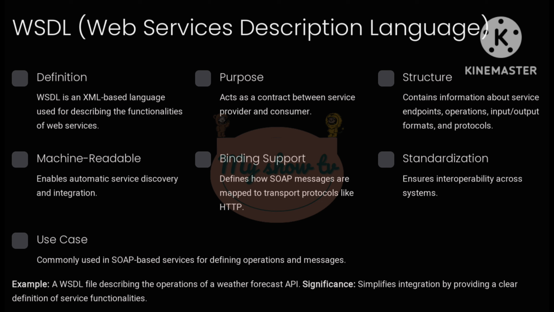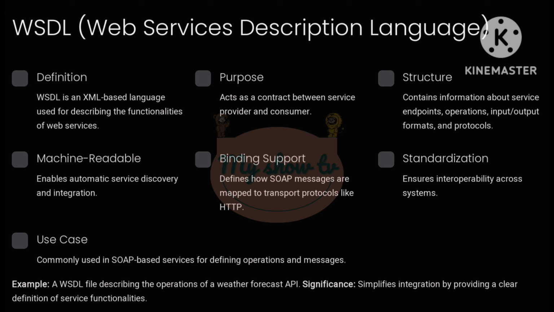WSDL, or Web Services Description Language, is the blueprint of a web service. It's an XML-based language that describes what a service does, how to interact with it, and where it's located. Think of WSDL as a contract between a service provider and its consumers. The WSDL structure includes service endpoints, operations, and message formats.